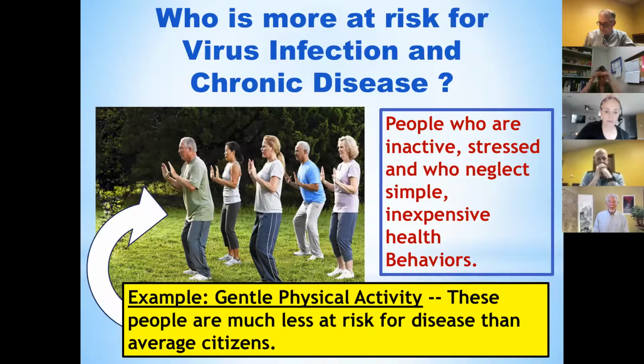So people who are inactive, stressed, and who neglect simple, inexpensive health behaviors are more at risk. And check out these people here. It's obvious they're not doing any kind of massive exercise. This is actually an example of a kind of Chinese exercise that's a little like Tai Chi. And so for no cost, these people are getting together because they're having fun with each other.